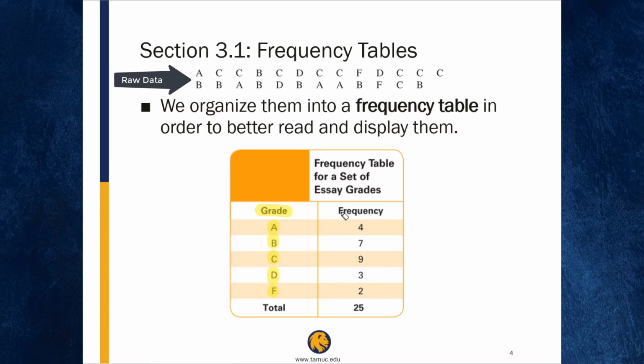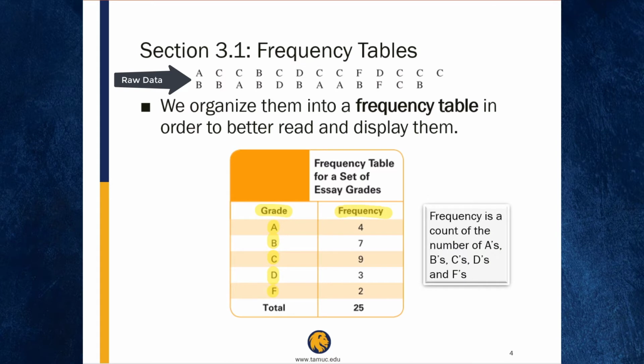And in the second column we put frequency. And frequency is going to count up the number of times we see the number of A's, B's, C's, D's, and F's. So we have like 4 A's, 7 B's, 9 C's, 3 D's, and 2 F's. And so now it's a little bit easier to see kind of what the organization is. Here we can see how many of each type of grade there is, where there's more of the letter grades and where fewer letter grades show up.